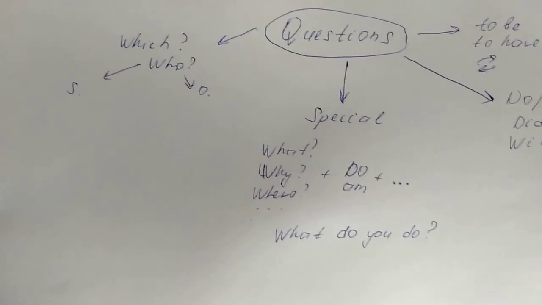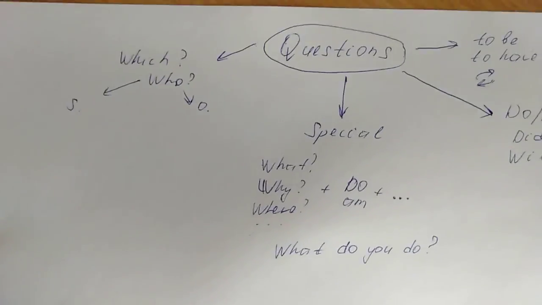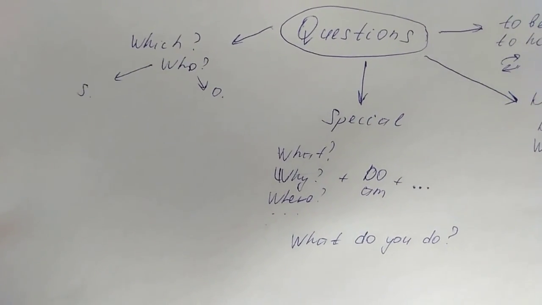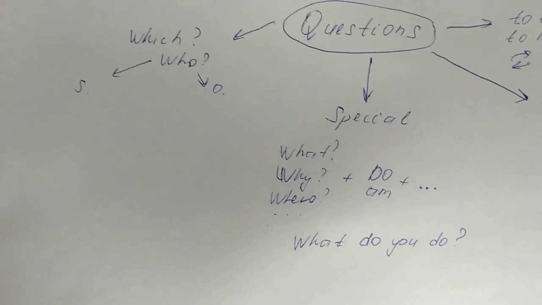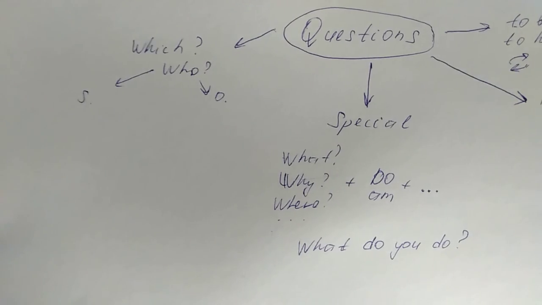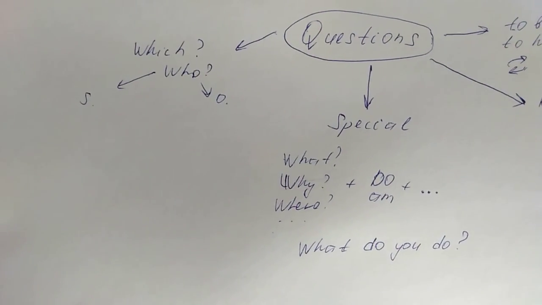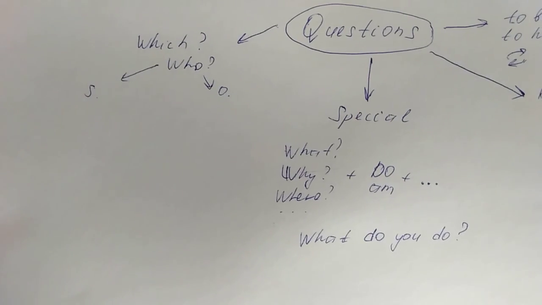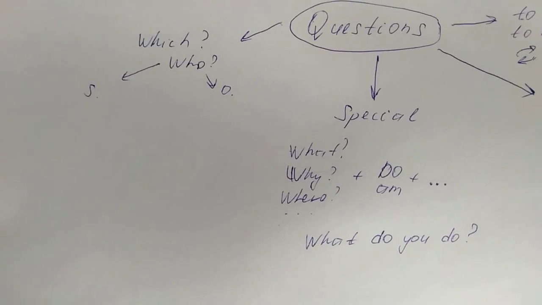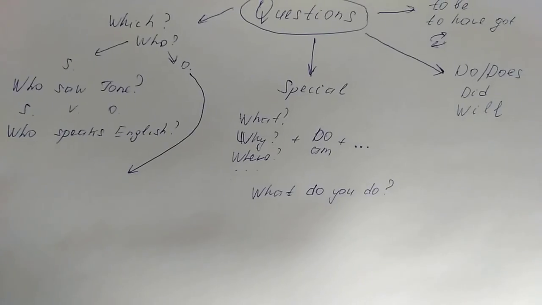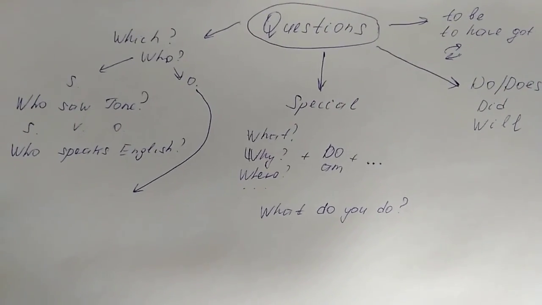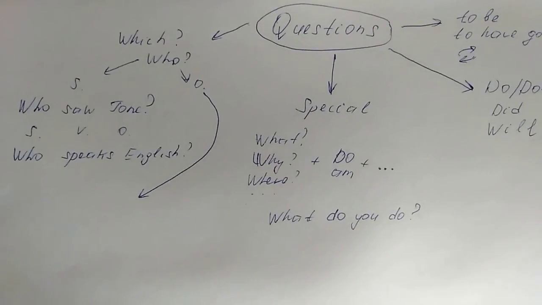The next different situation is who or which. We can use who to make a question with subject and object. When we ask about the subject, we can't use a special verb. For example, we can't say who did see John. It isn't correct. We can say who saw John. When we make a question for the object, we can use a special verb. For example, who did John see?